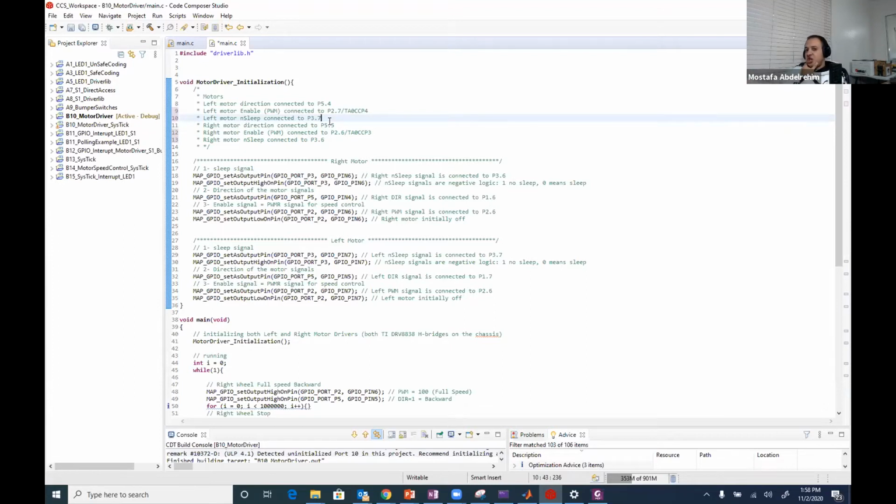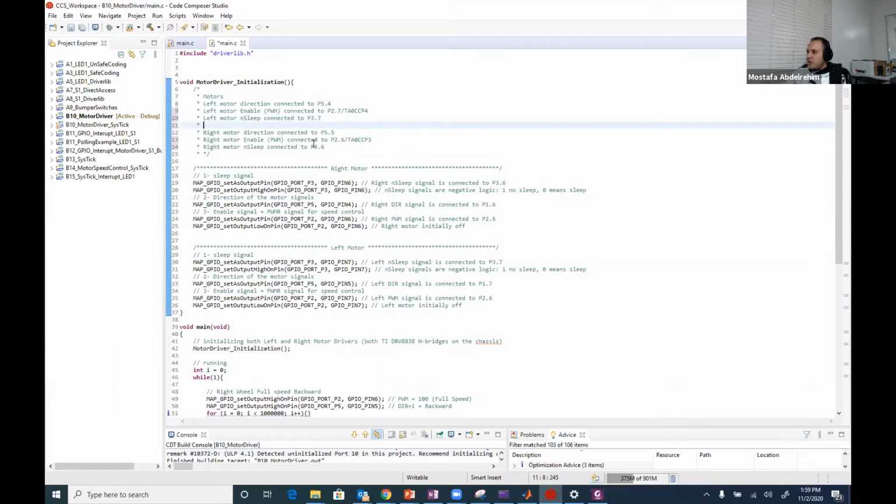So we need to configure them as GPIO. To use these pins, we will send some signals through them. So they are output pins. So we must configure them as GPIO output pins. So these are for the right motor. This is the initialization step. For the right motor, we need 3 pins: 3.6, 2.6, and 5.5.